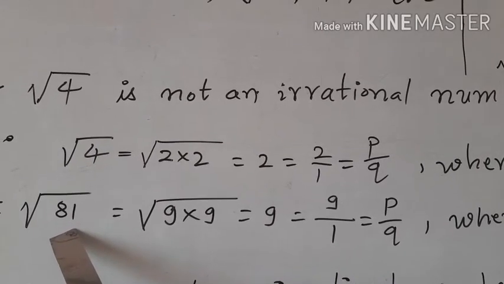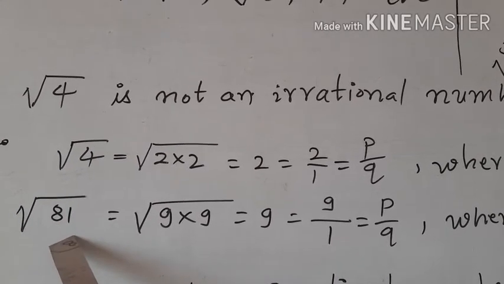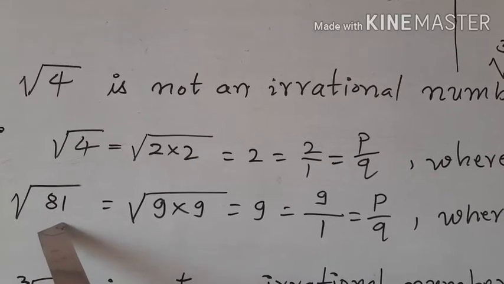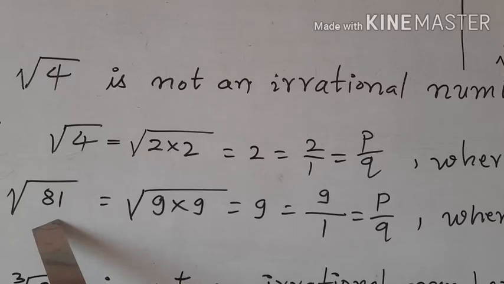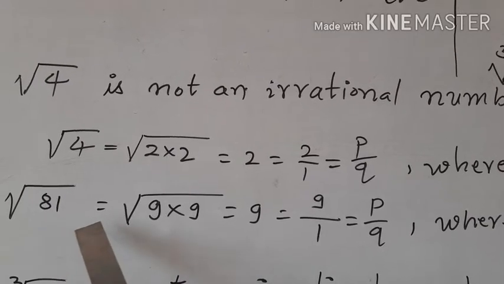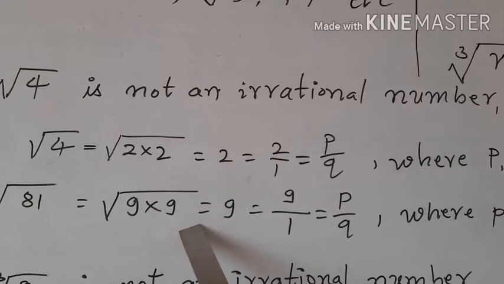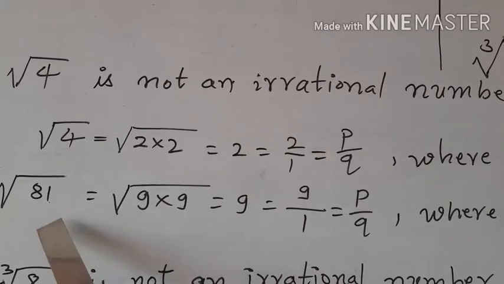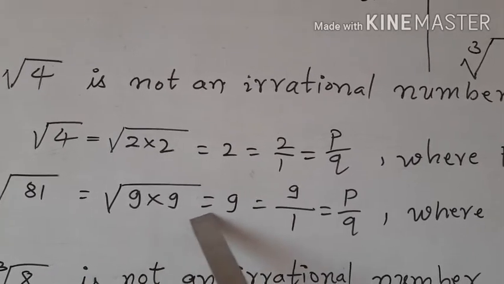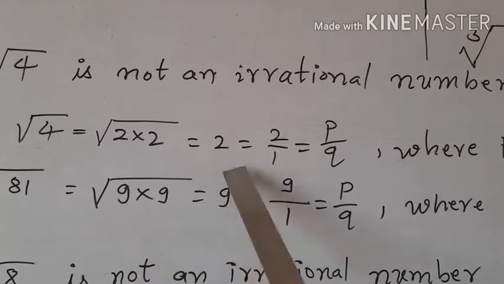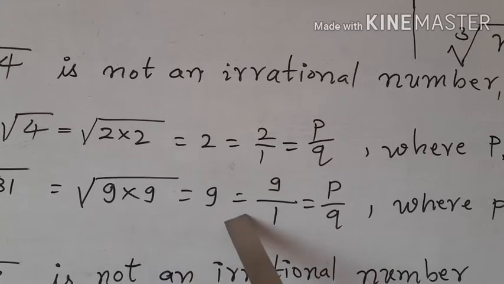N is a positive integer, but this 81 is a perfect square. Why is it a perfect square? This 81 can be written as the product of two equal factors. That is, square root of 81 is equal to square root of 9 into 9. So 81 is written as the product of two equal factors. That is why 81 is a perfect square. Now square root of 9 into 9 becomes equal to 9.